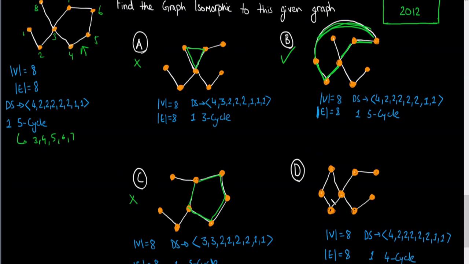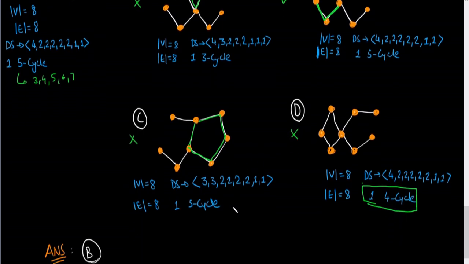Now looking at option D, it's very easy to figure out that this is also not isomorphic because of the 4 cycle present. We have to have a 5 cycle to make it isomorphic, but we only have a 4 cycle. Alright, rest all features are the same, but since this isn't the same, we can't say that this is isomorphic. So that means our correct answer is option B.